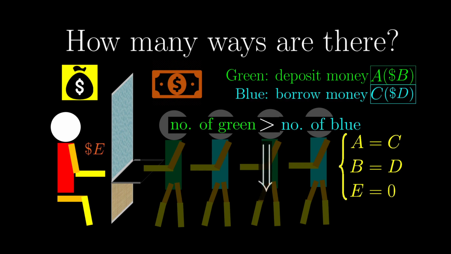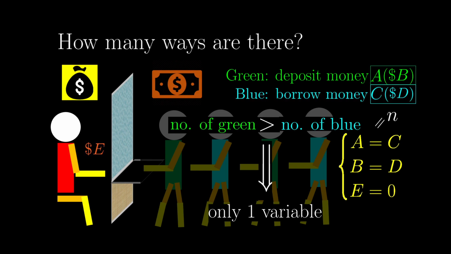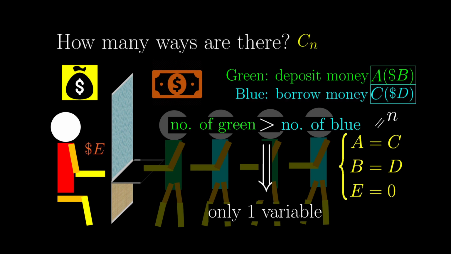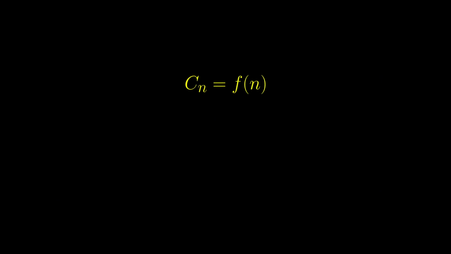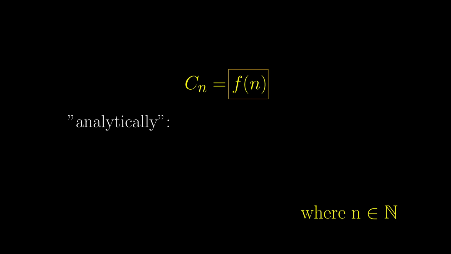All that means is that there is actually only one variable affecting the number of ways of queuing. Let's call it n. Then denote the number of ways to queue up the customers to be C with subscript n. This is because this class of numbers is called the Catalan numbers, named after Catalan, a French-Belgian mathematician. We know that Cn has to depend on n, so it is a function of n, where n is a non-negative integer. The point is to find the function, specifically expressing it analytically.